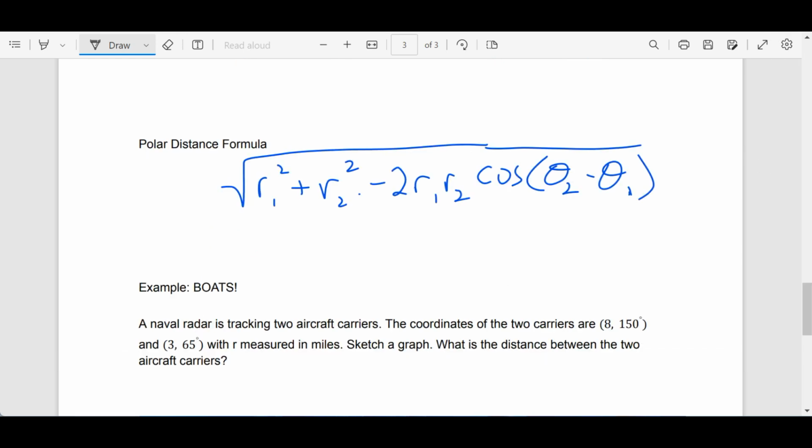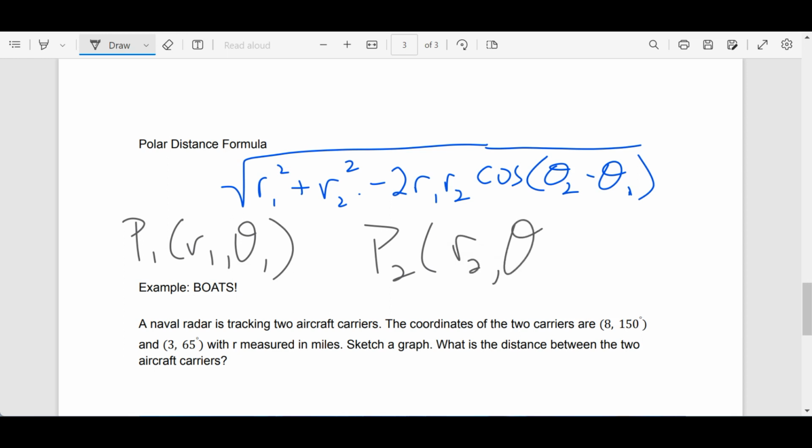Finally, here's the polar distance formula. Go ahead and jot that down. This is for if we have 2 points, P1, we'll call it (r1, theta 1), and P2, (r2, theta 2).